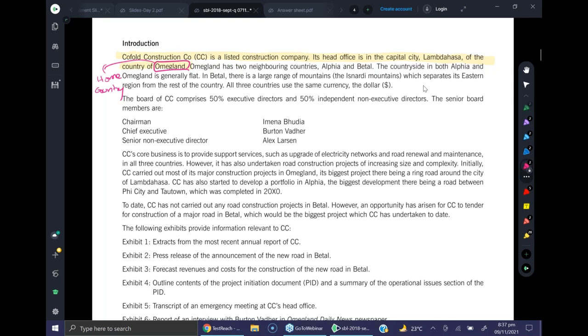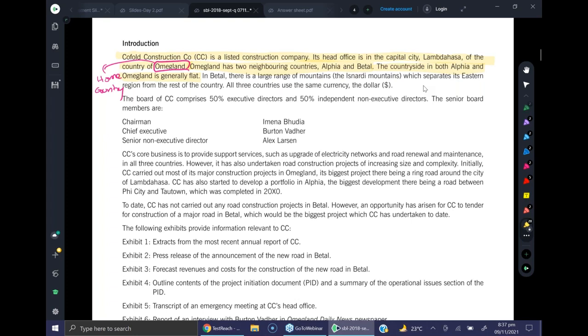Okay, Omegland has two neighboring countries, Elfia and Beetle. The countryside in both Elfia and Omegland is generally flat. So there is the similarity between Elfia and Omegland, the home country, that the countryside is flat.